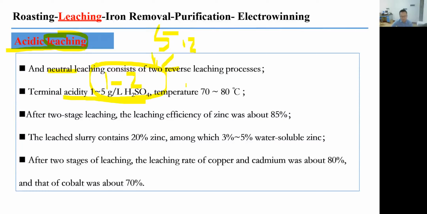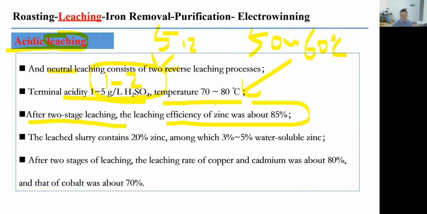So the acidity of the leaching solution has been increased, and temperature has been increased from 50 to 60 degrees C to 70 to 80 degrees C. With this improvement, the leaching efficiency of zinc can be improved, especially for zinc ferrite. So with this two-stage leaching, the leaching efficiency of zinc can reach 85%, and previously the number was around 78.